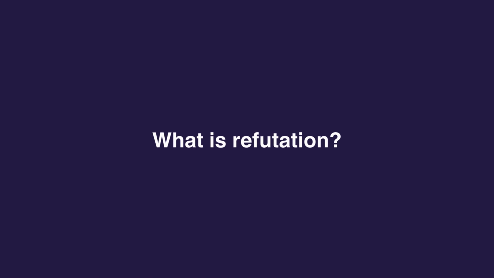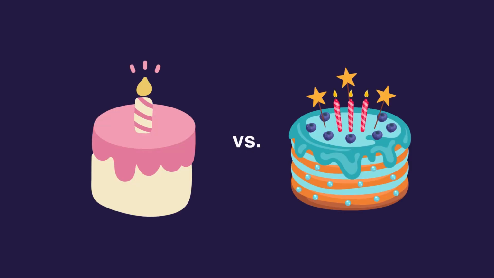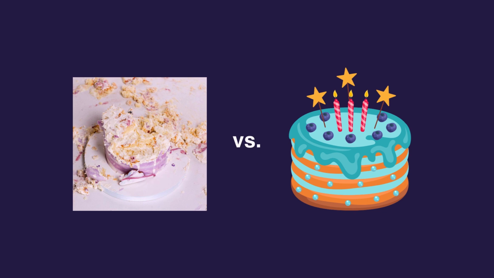But firstly, what is refutation? You can think of debate as a baking competition. Making arguments is like baking a cake. You want to bake a cake that is better than your opponent's, and the judge decides the winning cake based on how pretty and delicious it is. So, there's no better way to win than to destroy your opponent's cake. This act of attacking their cake is what we call refutation. When you attack someone's argument in a debate round, you are refuting their argument.